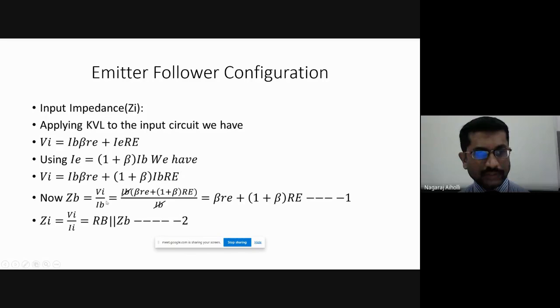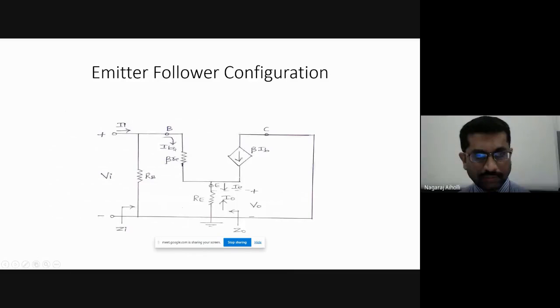ZB is given by, what is ZB? The impedance at the base terminal. If you look into this circuit, the impedance at the base terminal is nothing but ZB. The input voltage at the base terminal is Vi, and the current into the base terminal is IB. So Vi by IB gives ZB.